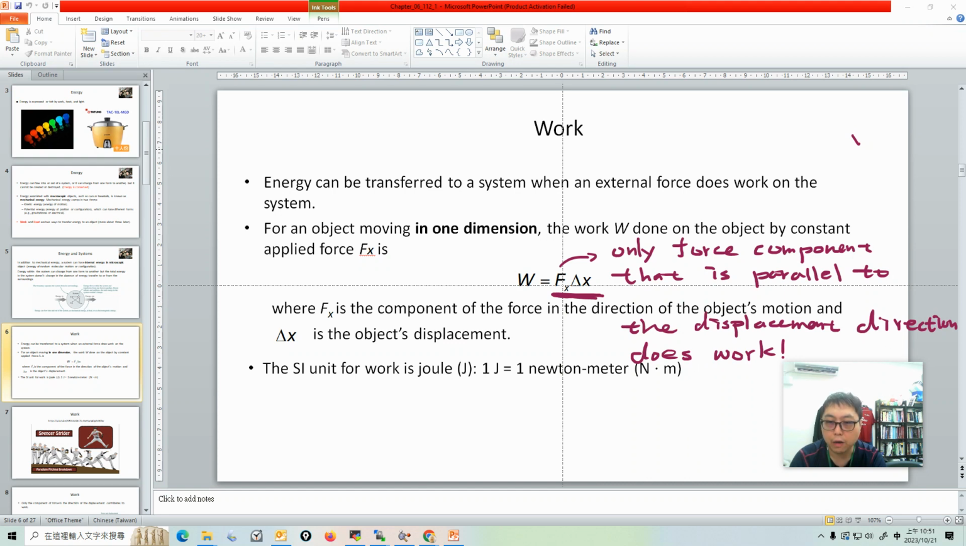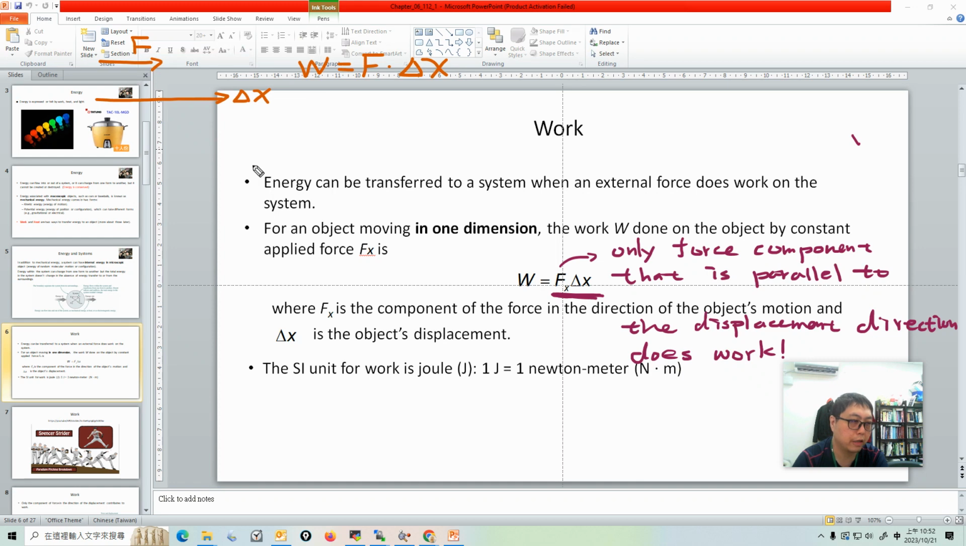Let me show you a very simple example. Suppose we have a displacement like this. There's a force on the object, your force is in this direction, and your delta x is in this direction. So the work is equal to F times delta x.